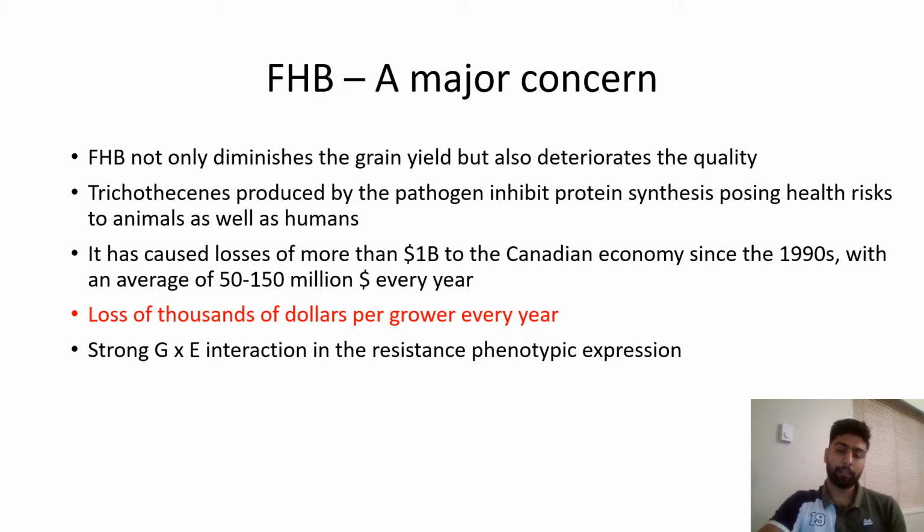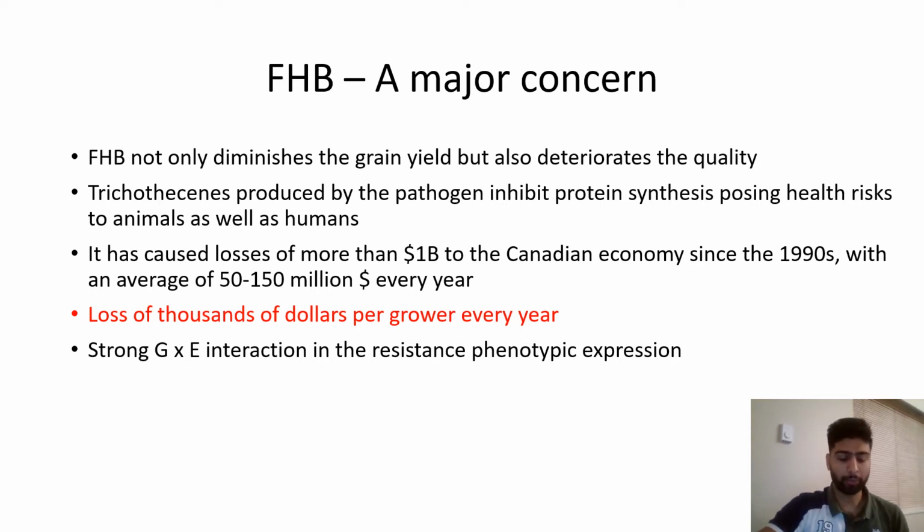Until 1990, this disease wasn't that prevalent, and when Canada shifted from conventional tillage to conservational tillage and minimum tillage, this disease being soil-borne, it spread, suddenly took a spike, and until now it has caused losses of more than $1 billion to Canada's economy, with an average of 50 to $150 million every year. And why I call this a major concern, because it costs thousands of dollars loss every farmer every year.